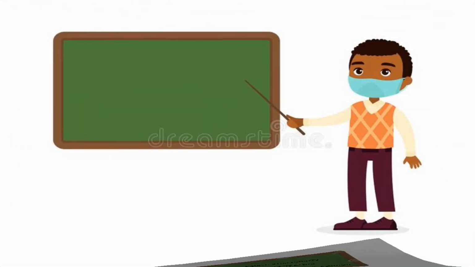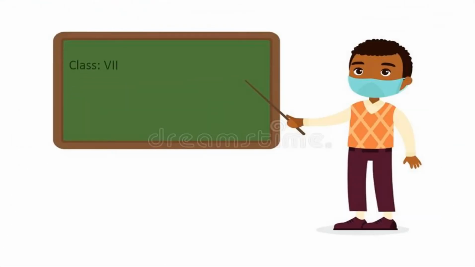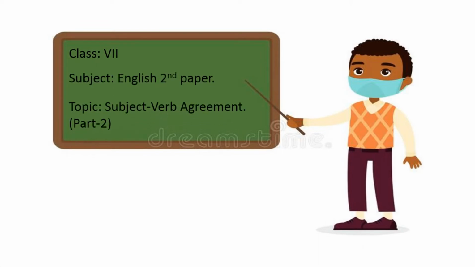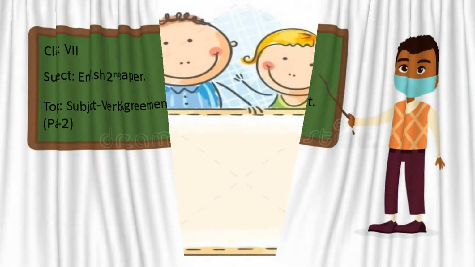Welcome to my class. This is for class 7, subject English second paper, topic Subject-Verb Agreement, that is part 2. In our previous lecture, we have discussed some rules of Subject-Verb Agreement. Now it's time to discuss the rest of the rules. Let's go.